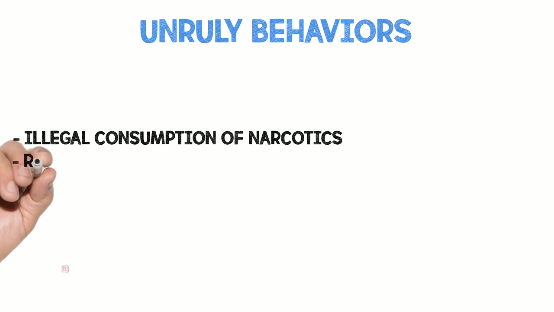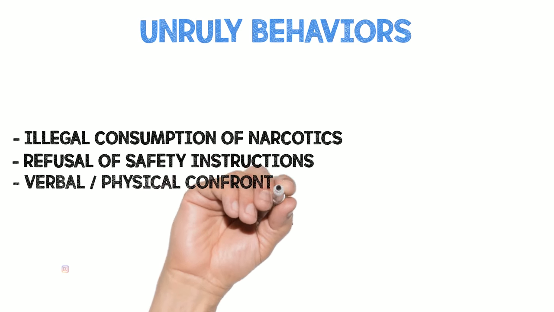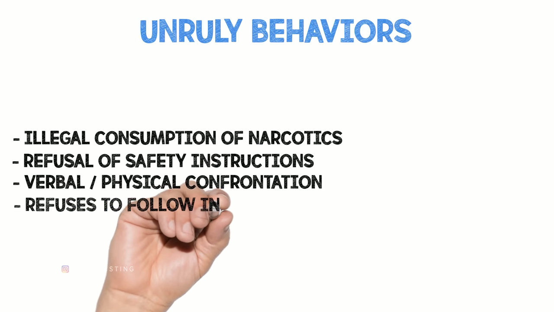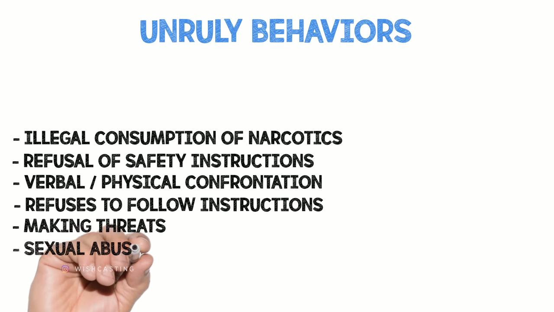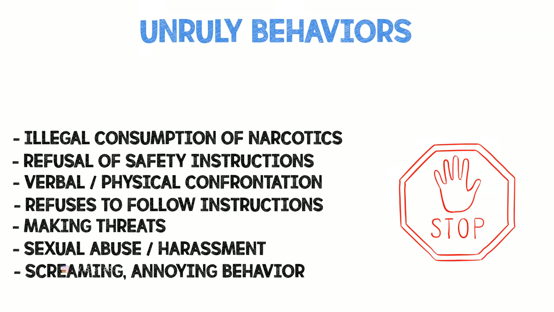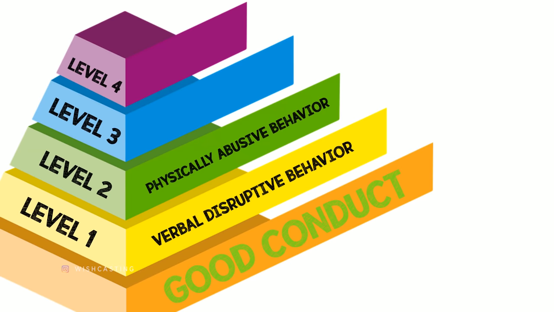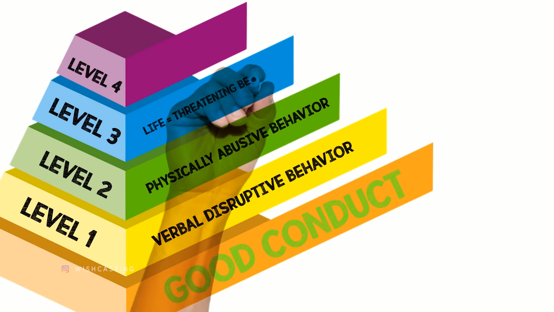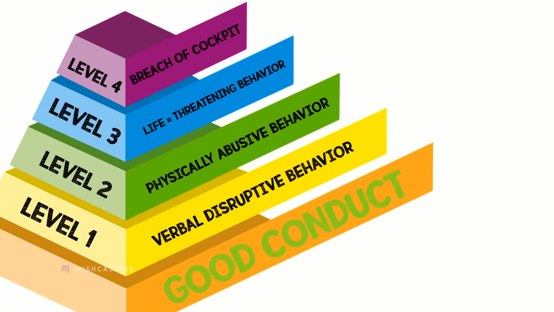Unruly behaviors are illegal consumption of narcotics, refusal to comply with safety instructions, verbal and physical confrontation, uncooperative passenger refusing to follow instructions, making threats, sexual abuse or harassment, screaming, annoying behavior. There are four levels of threat disruptive passengers may pose. Level 1, verbal disruptive behavior. Level 2, physically abusive behavior. Level 3, life-threatening behavior. And level 4, attempted or actual breach of the cockpit.